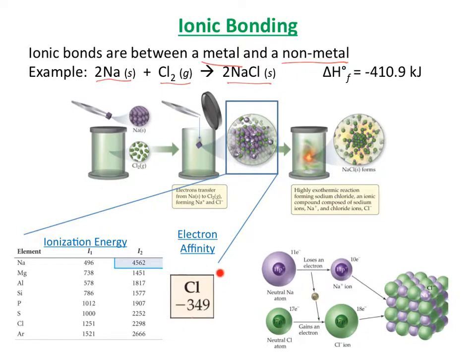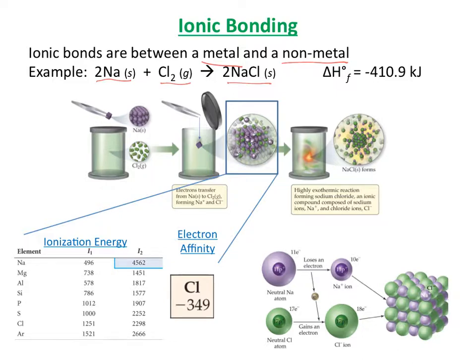Chlorine, on the other hand, has one too few electrons. It really, really wants one more. And so it has a very negative electron affinity, saying that it really, really wants to gain an electron. These two react really nicely together because sodium is going to want to give up an electron, while chlorine is going to want to accept that electron.